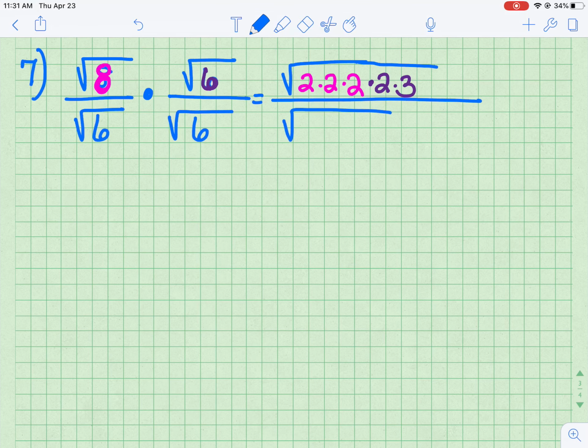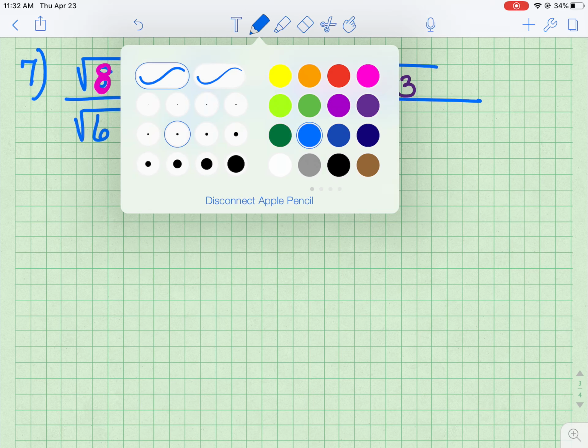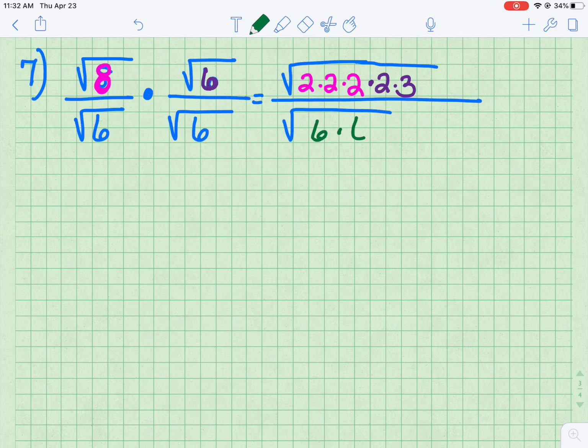I'm not going to prime factor these because I orchestrated this on purpose for a jailbreak. So I'm just going to leave it 6 times 6. I already have my pairs. I don't need to undo them and then re-multiply. Okay? So then let's see what's going on in our numerator. In our numerator, we have a set of 2's that can escape.